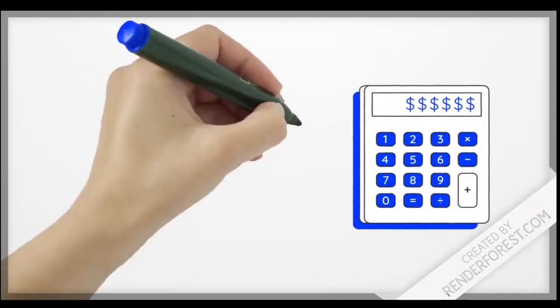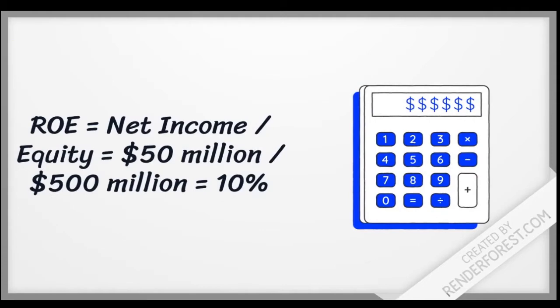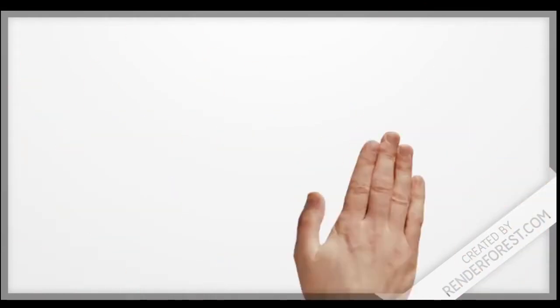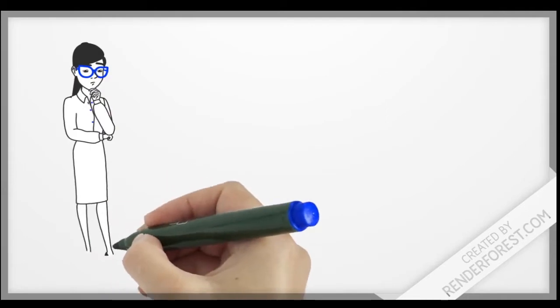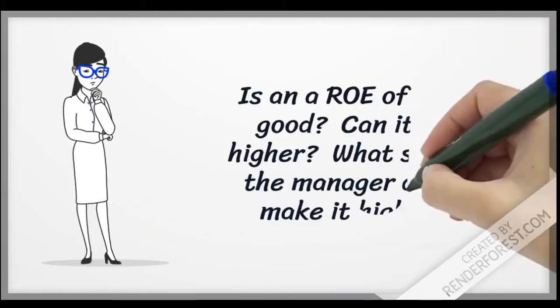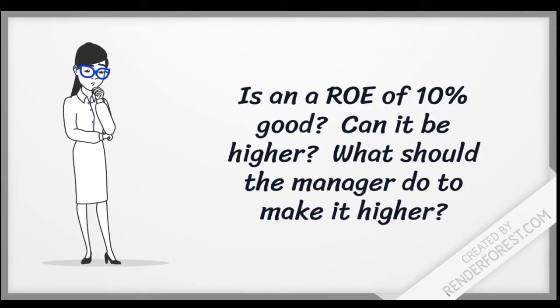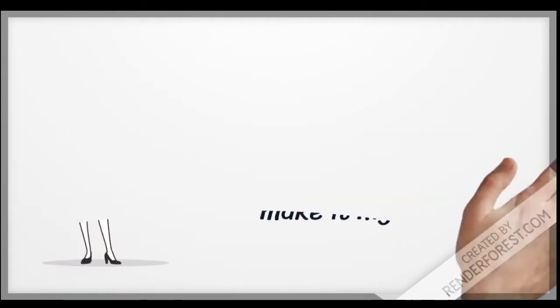Suppose the net income is $50 million and book value of equity is $500 million. The ROE would be 50 million divided by 500 million equals 10%. The reasonable questions that the financial manager of this company should ask herself are, can we achieve an ROE greater than 10%? If so, then what should we focus on to improve?